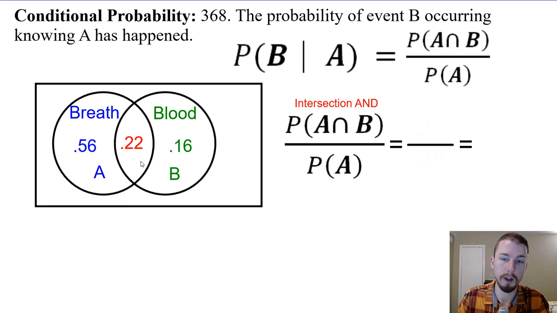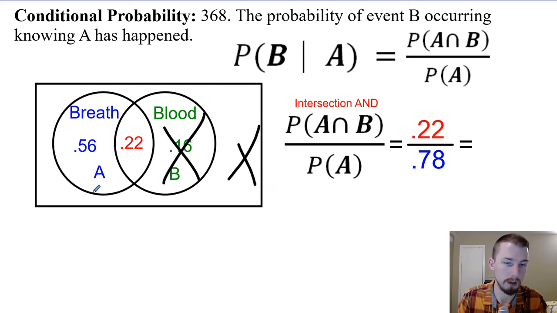So first we want to find the intersection of both. So what probability have been both blood and breath? That would be 22%, okay? And then out of all the people that had breath, which would be 0.78. Okay, so what we're doing here is we already know that A has happened, okay? So we don't care about this and we don't care about this, right? We're only just honing in on that 78%. So that's why it's our denominator.